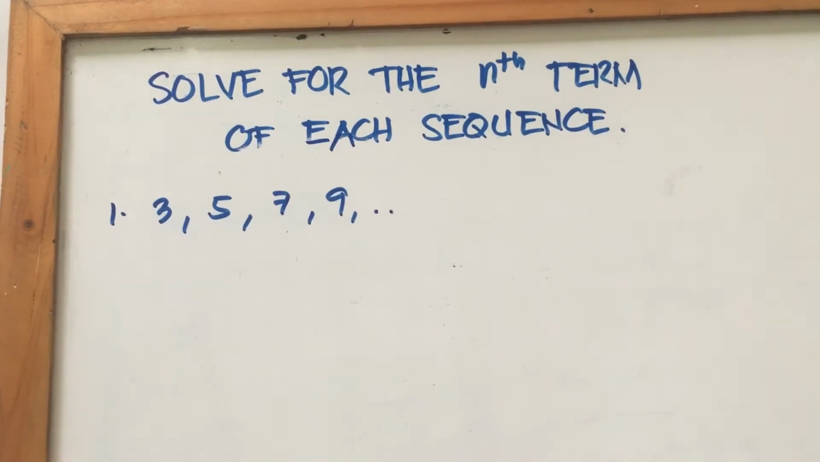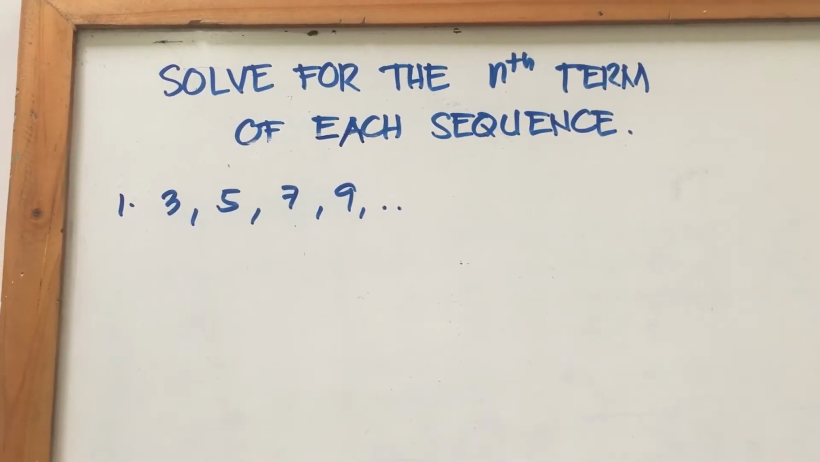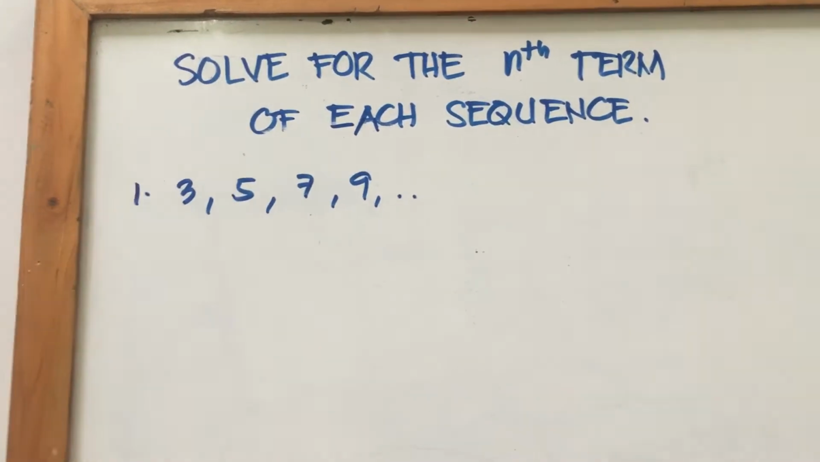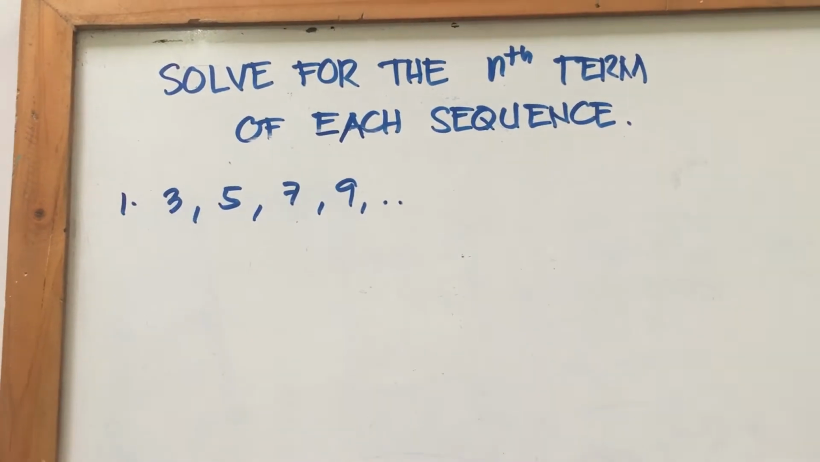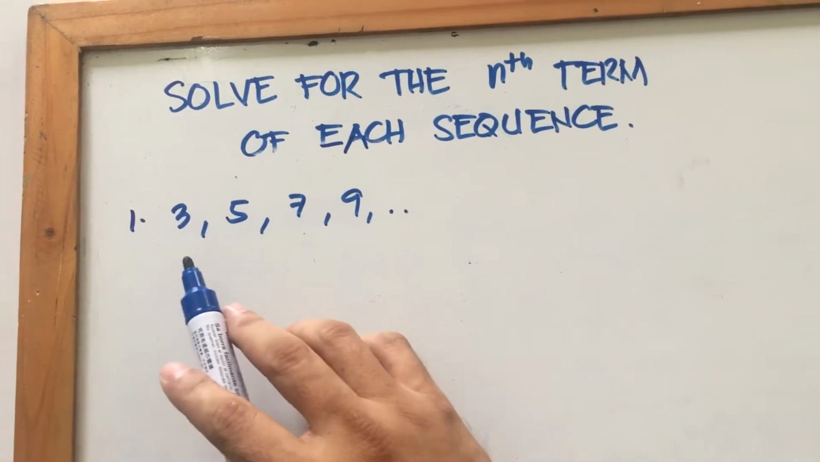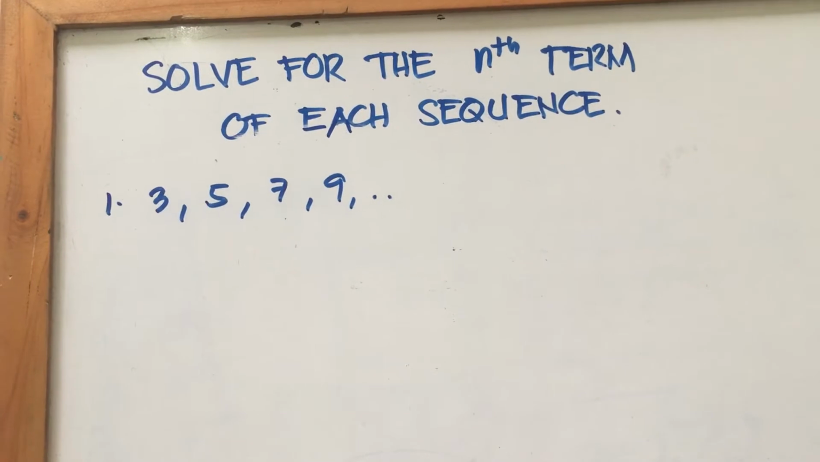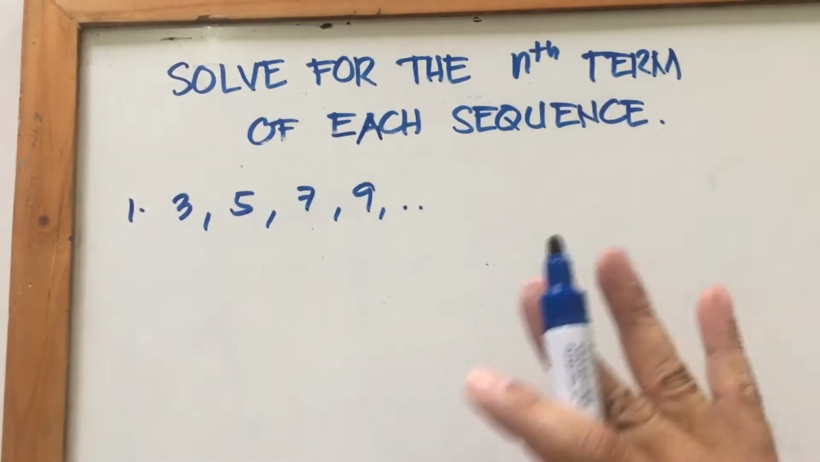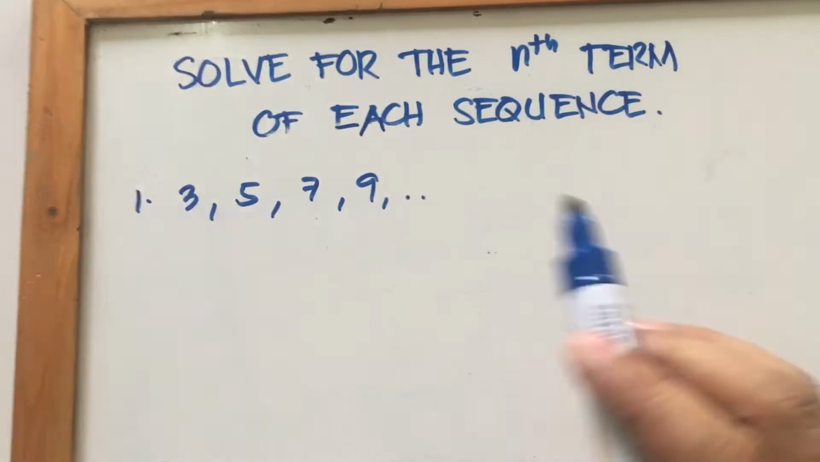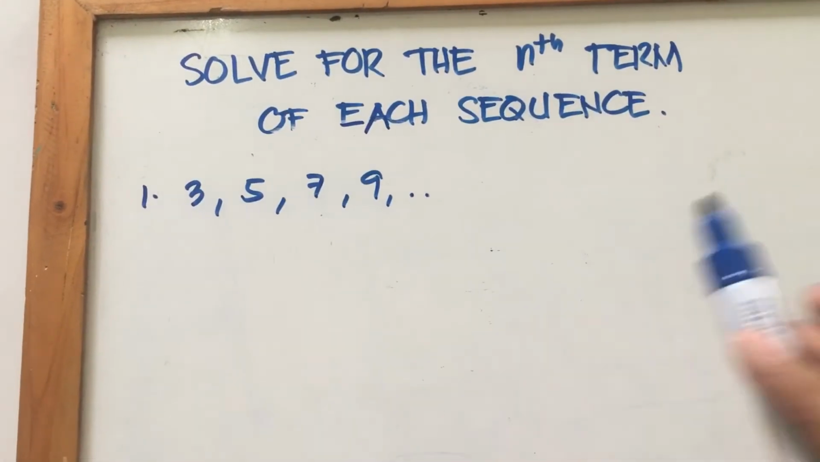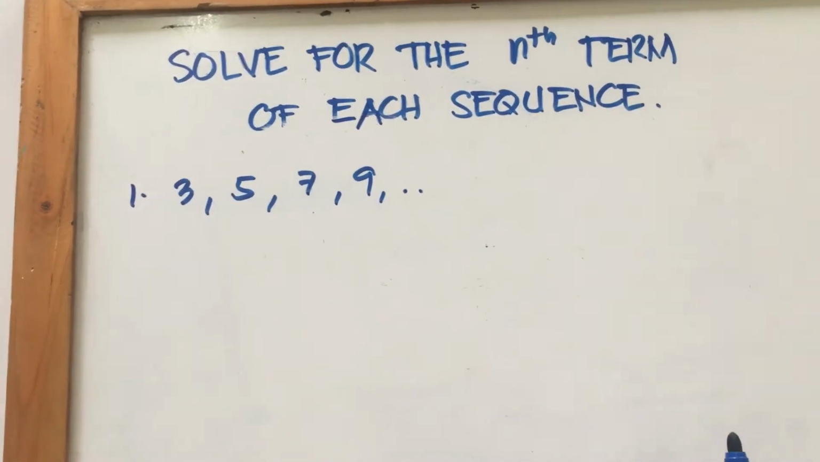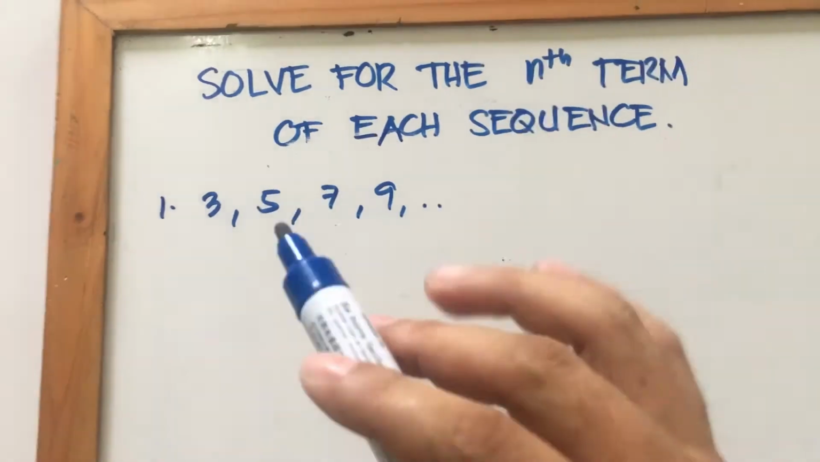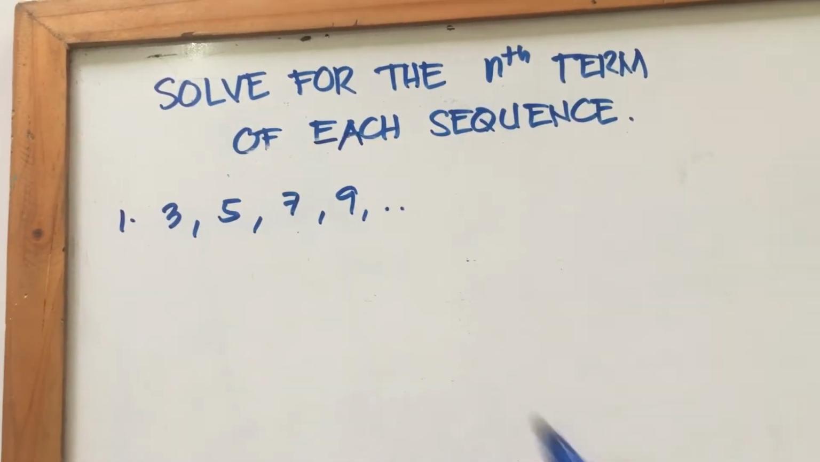Okay, good morning. So again, we are now going to solve for the nth term of each sequence. Now, given, for example, that your sequence is an arithmetic sequence. So, number one example is actually an arithmetic sequence because an arithmetic sequence is a sequence wherein there is a constant number that is to be added to each term of a sequence. Okay, so again, there is a certain number that is to be added to each term of the sequence.